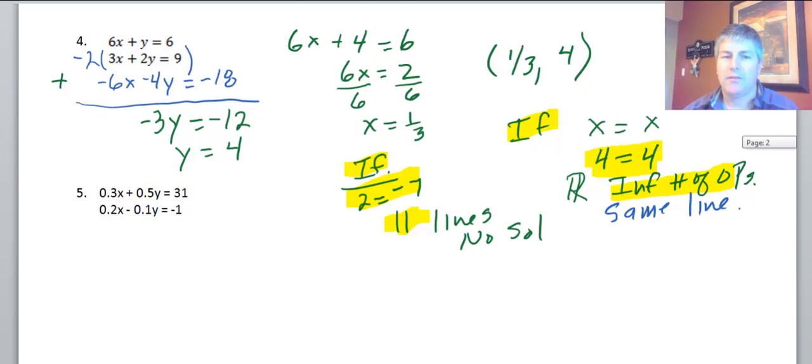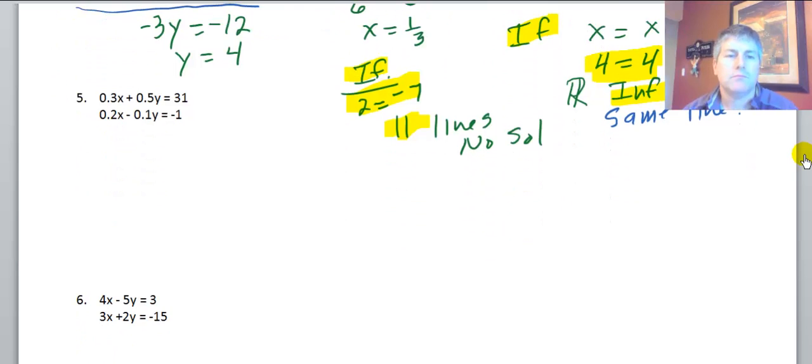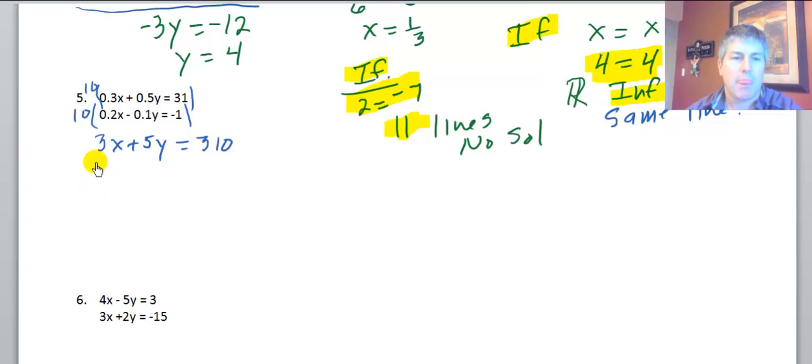Let's move on to something that's a little less challenging, I guess. But we've got decimals here, and what we want to do is eliminate our decimals. Really, I would multiply both of these by 10, both the top and the bottom. So I get 3x plus 5y equals 310, and I get 2x minus 1y equals -10.